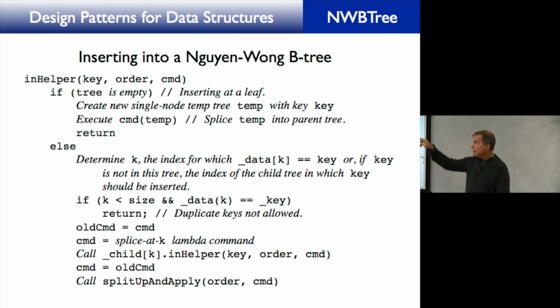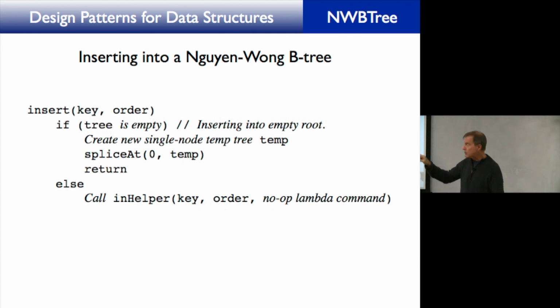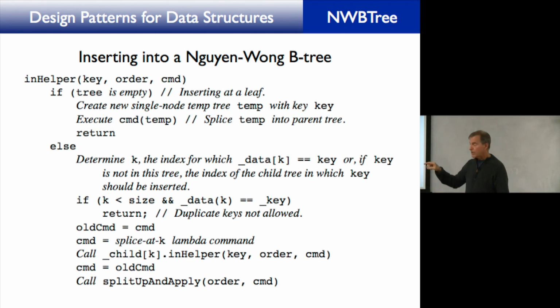Now you see we have key, order, and CMD. Now that CMD is the formal parameter. Let's go back to the previous. What was the actual parameter? No-op lambda. Are you with me? Is everybody clear? So in helper, key, order, command, and so that command, when it gets called from the original one, is the no-op. All right.